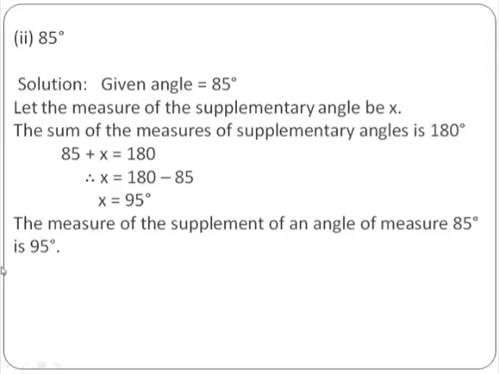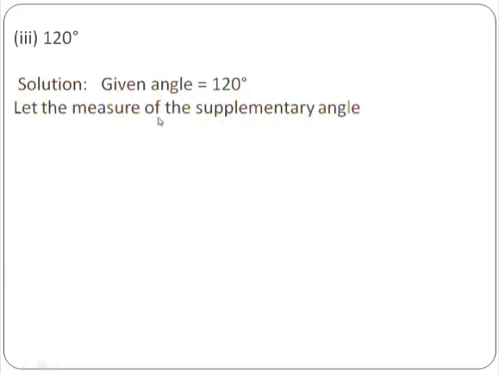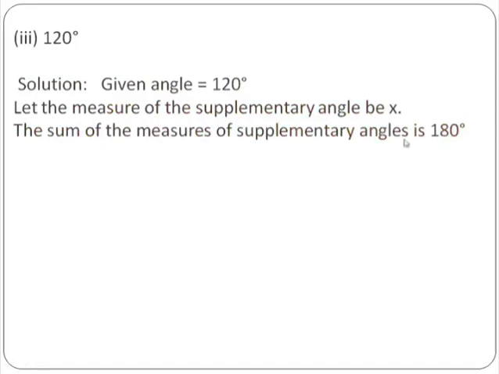Now example number 3, 120 degrees. Again write the given part, that is, given angle is 120 degrees. Then consider the measure of the supplementary angle be x degrees. Then write the property: the sum of the measures of supplementary angles is 180 degrees. Now you will get the equation 120 plus x is equal to 180.